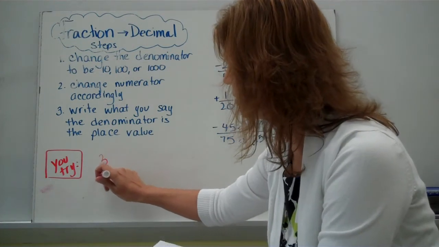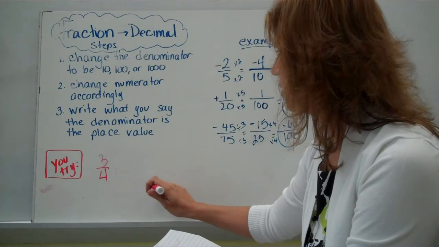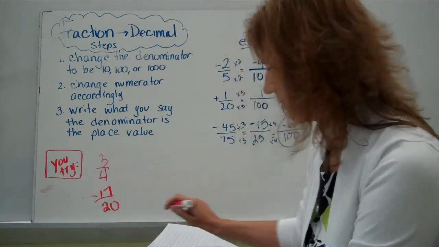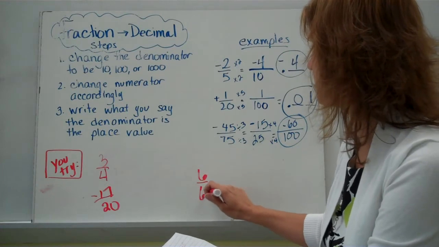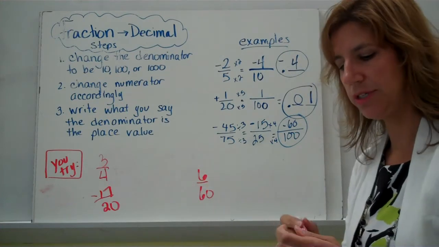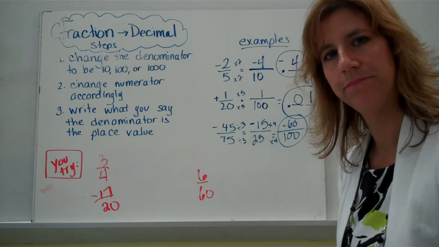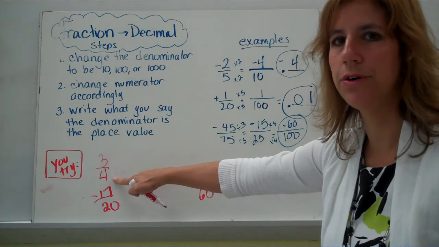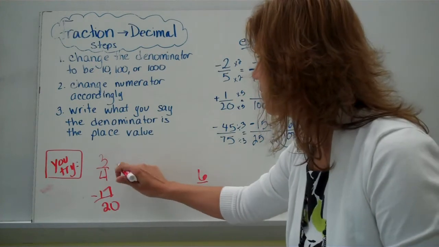Let's do 3/4, negative 17/20, and 6/60. Go ahead and try each of those examples and then come on back and I'll go over them. All right, great. This one you should know on your own, but if not, let's work it through.